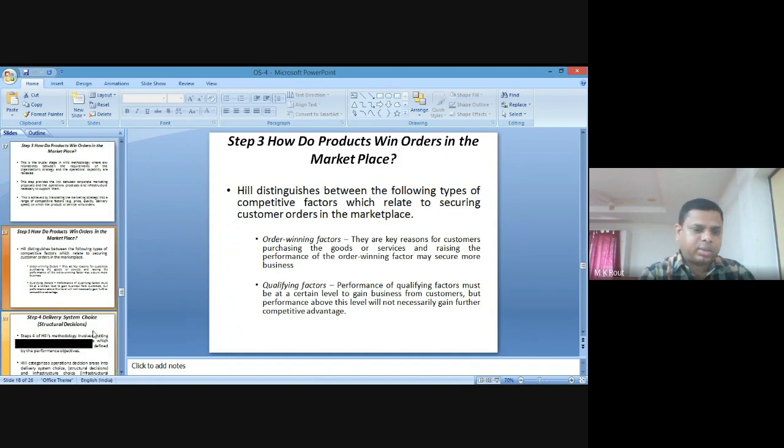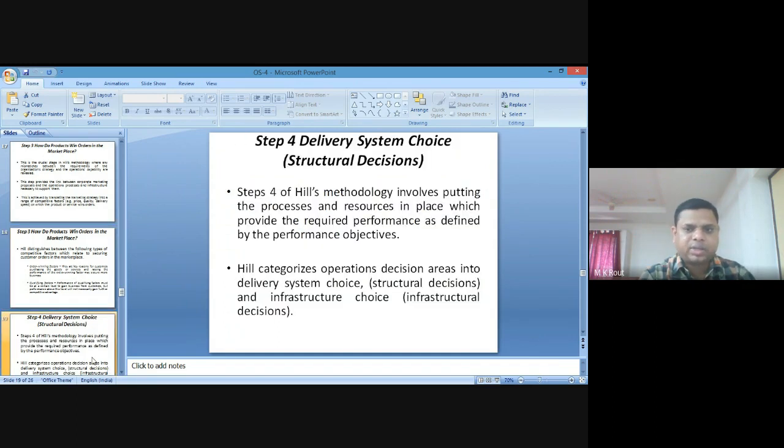Moving to the next one, the last one is the delivery choice, that is the structure decision. Step four of the Hill methodology involves putting the processes and resources in place which provide the required performance as defined by the performance objectives. Hill categorizes operations decisions into delivery system choice, known as the structure decision, and the last one is infrastructure choice. Infrastructure choice is for supporting your delivery system as well as your operations system and your marketing system objectives also.